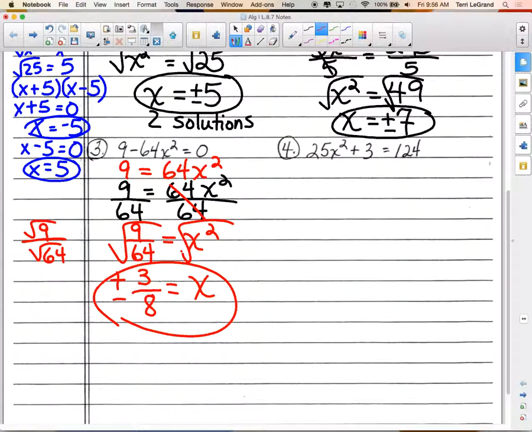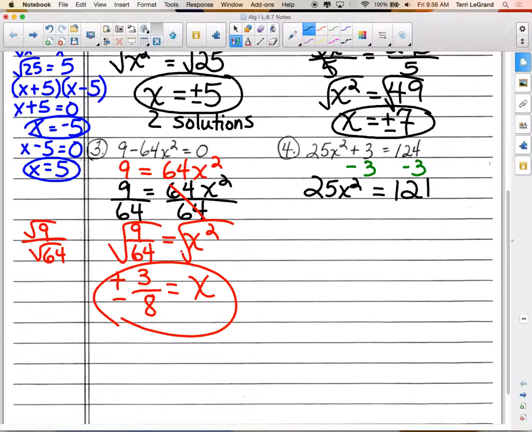Okay, turn those off one more time. Okay, what do you suppose we got to do in this one, number 4? Subtract 3. In other words, combine like terms or get the x squared by itself to start with. But we do want the constant on one side and the x squared on the other in this one. So this would be a good move: 25x squared, now the x squared would be alone, and the constant would be 121. I like that move. Okay, now what?